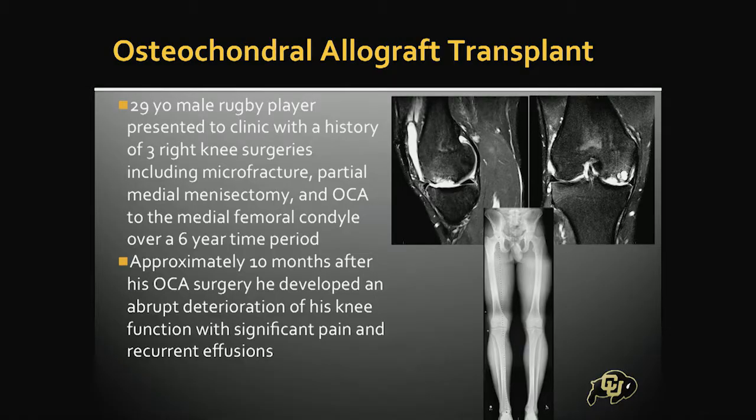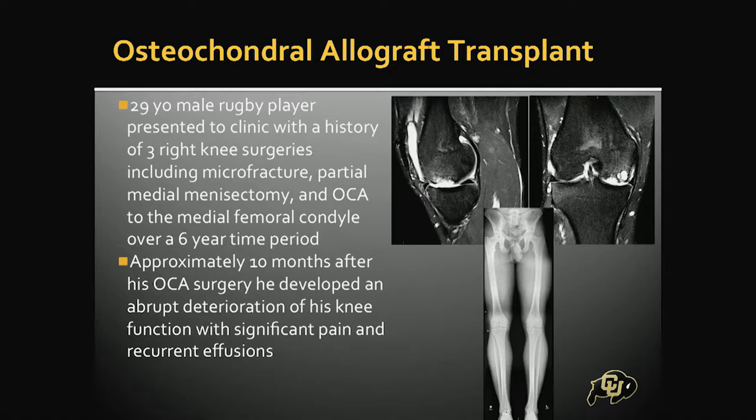And our final case, with relation to osteochondral allograft transplant, deals with a 29-year-old male rugby player who presented to clinic with a history of 3 prior right knee surgeries: a microfracture, partial meniscectomy, and an osteochondral allograft. Approximately 10 months out from his OCA, he noticed a significant decline in his functional status. He was having new knee pain and recurrent effusions. An MRI was obtained, which showed that his OCA had basically completely deteriorated, and he was left with an approximately 4 centimeter squared osteochondral defect.